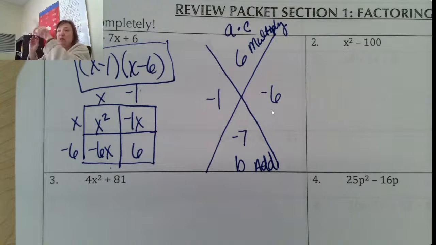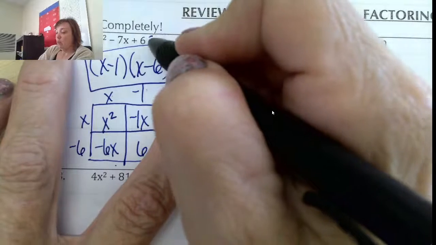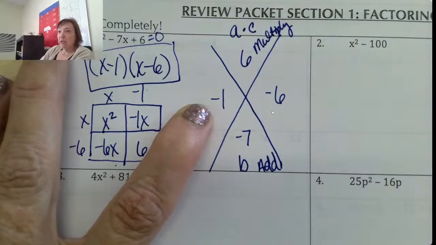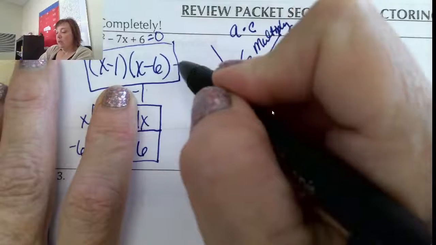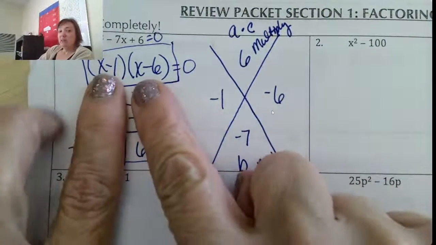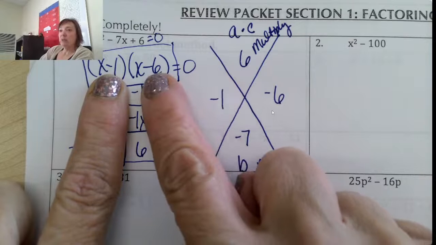X minus 1 equals 0. X minus 6 equals 0. Because remember, if it said solve, then that means that we're looking for what could x be, right? What could x be to give us 0 on the other side? And if you multiply these two things and you get 0 as an answer, one of those two things has to be 0.